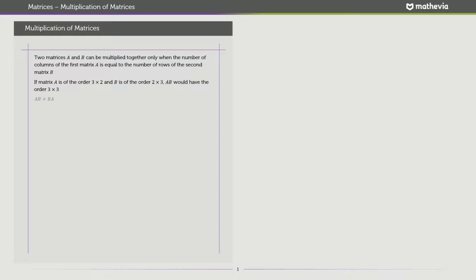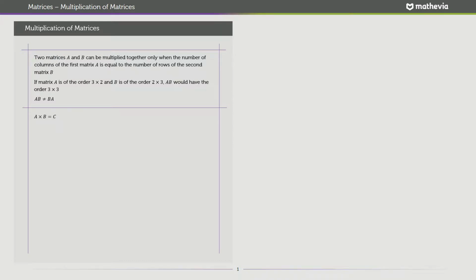Basically AB does not equal BA. For example, like I just explained, you multiply one way and you end up with a 3 by 3, and you multiply the other way and you end up with a 2 by 2. So multiplying A times B does not equal multiplying B times A. These are just a few rules, but let's get into the actual thing.